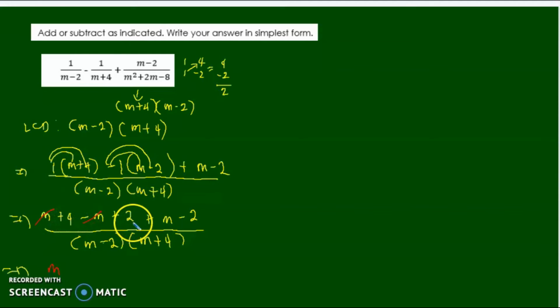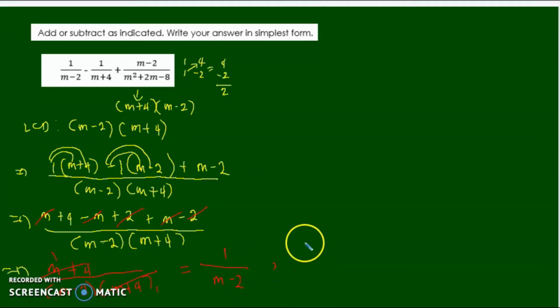Next, 2 minus 2 is 0 plus 4 equals 4. Okay? Then all over the quantity of m minus 2 times the quantity of m plus 4. Now, in here, m plus 4 is common for both numerator and denominator. So we can cancel m plus 4. That one becomes 1. That one becomes 1. So we have 1 over m minus 2 times 1, which is equal to m minus 2.